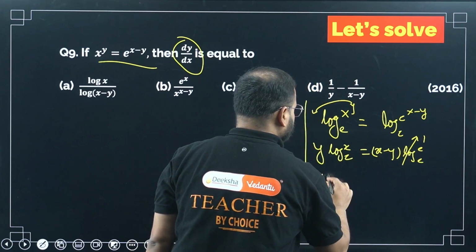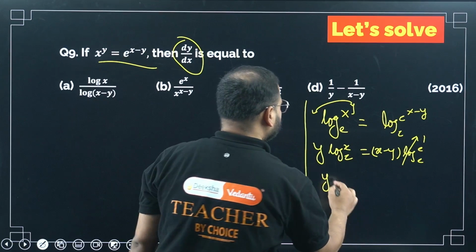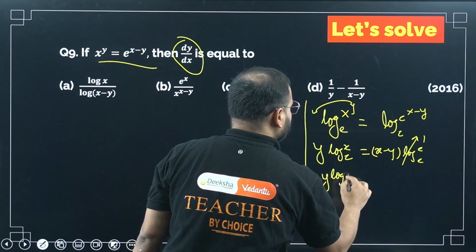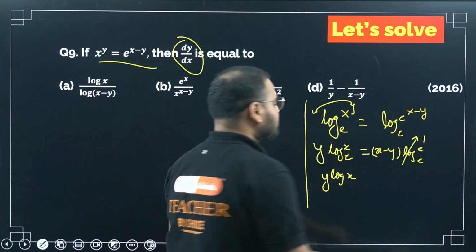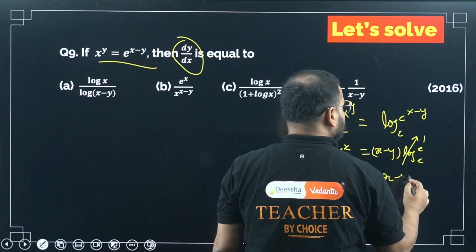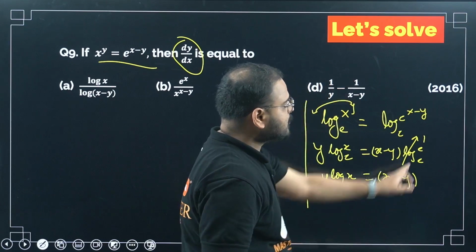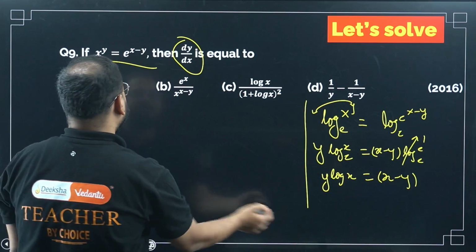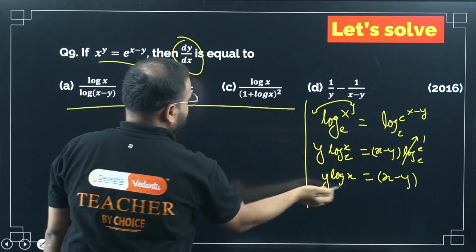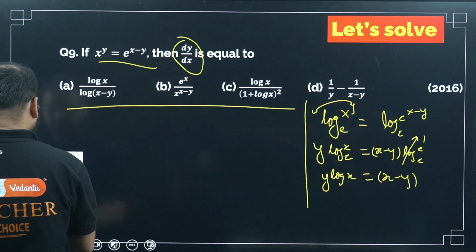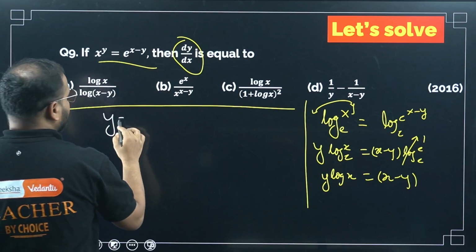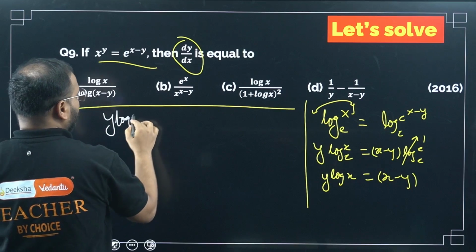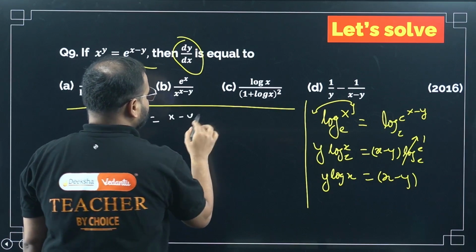So what I'm going to get? I can write this as simply y log x equals what? Simply x minus y. Why, sir? Because log e to base e is 1. Okay. Now I have this expression. Please check. I have this as y log x equals x minus y.